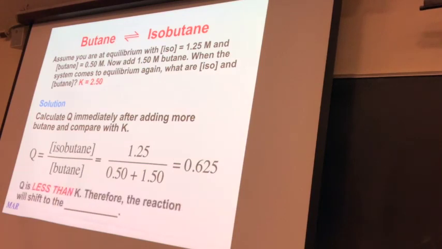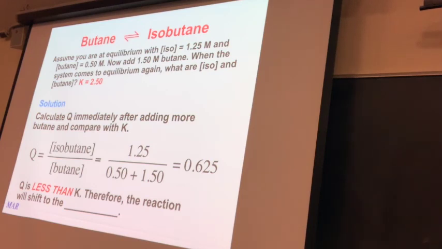So what scientists would do in this kind of case is once you add the extra butane, the 1.50 extra, you can quickly do a Q calculation just to see if it's going to stay there. And we wouldn't predict that, but let's make sure. So Q is just like K, products over reactants. The iso is still 1.25 at this point, and the butane is a total of 2. And this number is much less than K. So Q is less than K. This reaction is not at equilibrium.